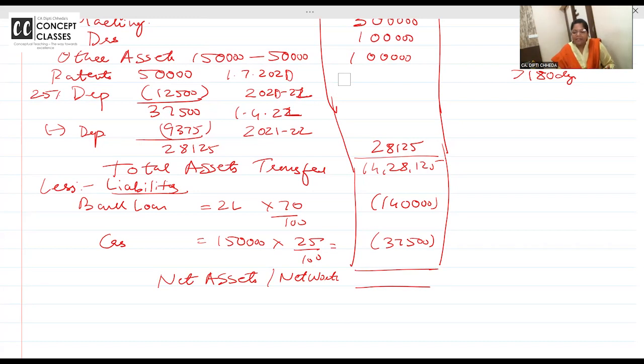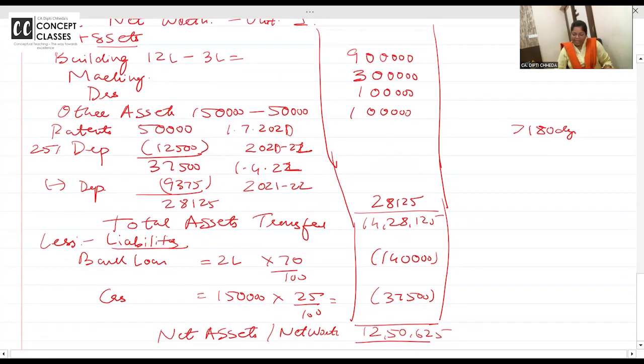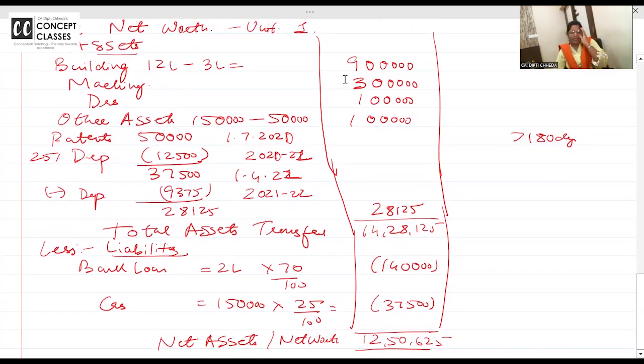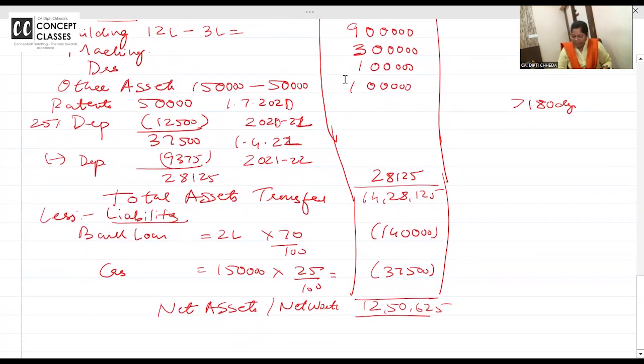How much are you getting? Net worth: 12,50,625. This is my net assets which I have transferred to you. If anyone has any doubt in the working, ask me comfortably. You can expect the same problem with double the figures and a changed name. It's that simple.